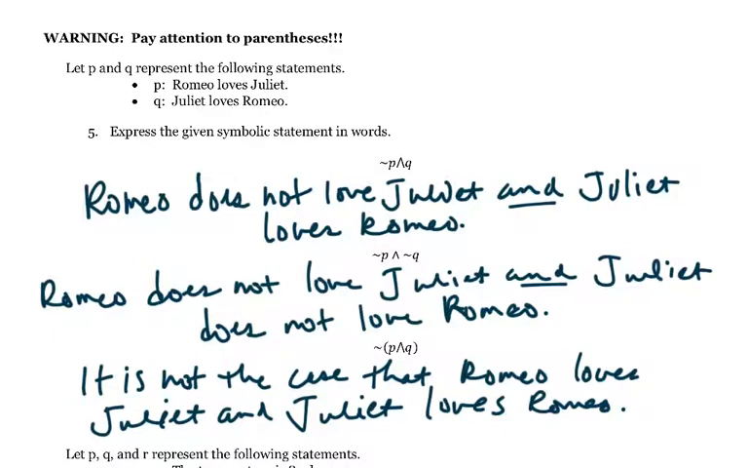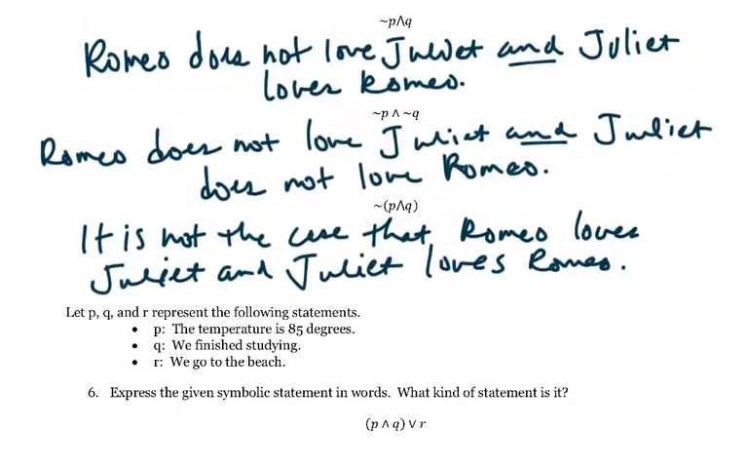We have Romeo does not love Juliet and Juliet loves Romeo. That's that first one, not P and Q. The second one is Romeo does not love Juliet and Juliet does not love Romeo. That's not P and not Q. And then we have the last one where it is not the case that Romeo loves Juliet and Juliet loves Romeo. So notice the kind of nuance between each of these statements. They're very different if you think about it.